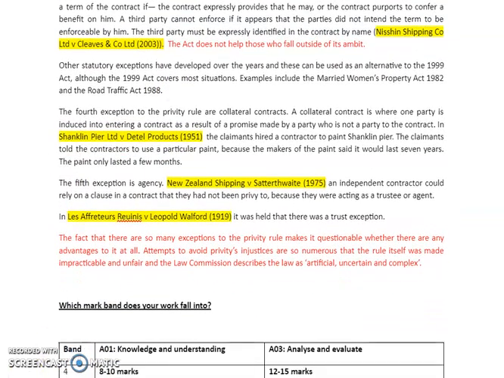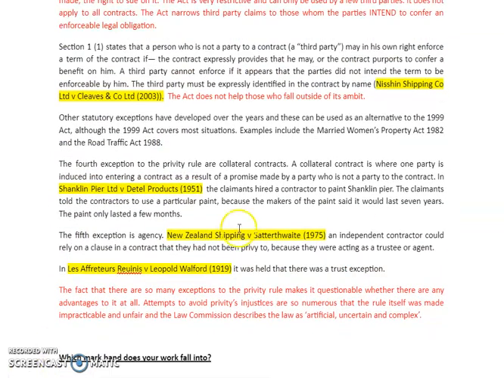The fourth exception to the privity rule are collateral contracts. And a collateral contract is where one party is induced into entering a contract as a result of a promise made by a third party who is not a party to the contract. And you'll have seen that in the classic case of Shanklin Pier.